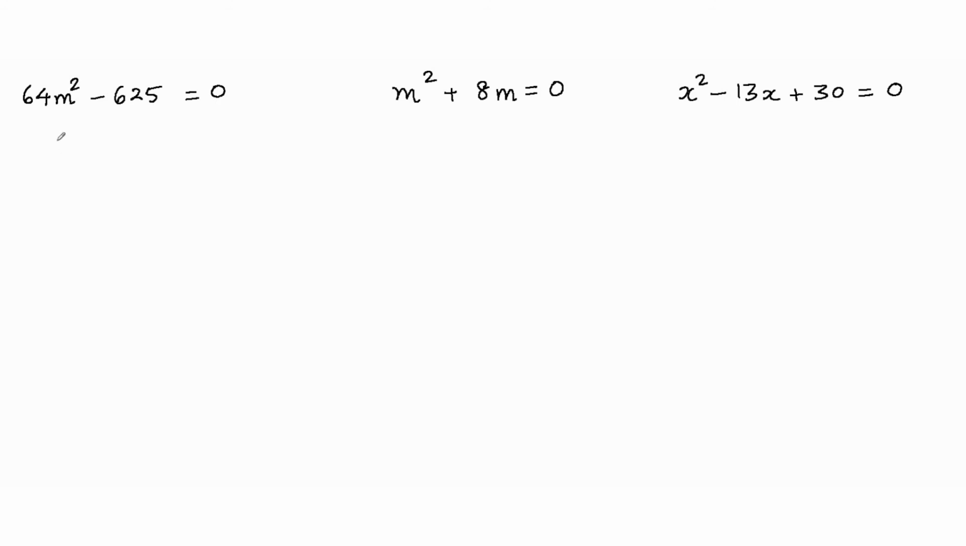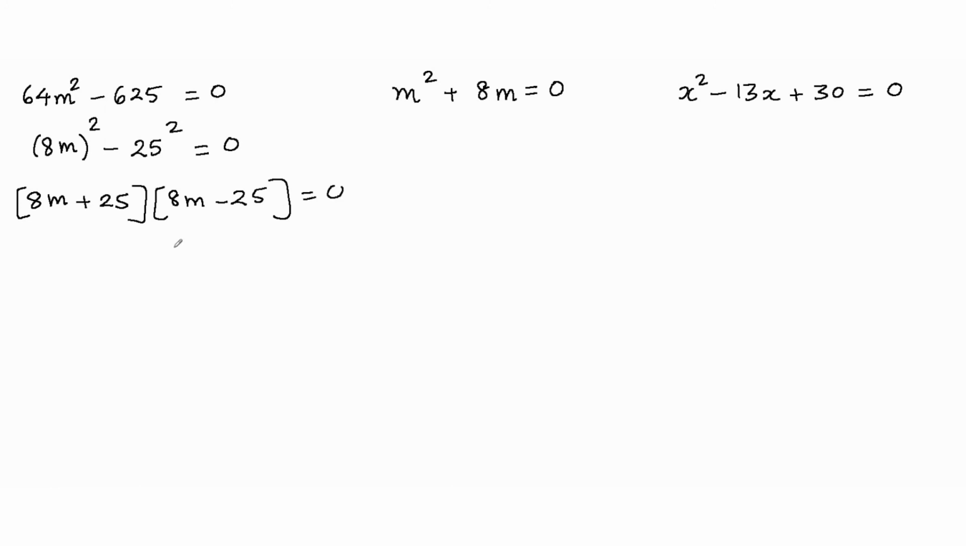Look at the first one. 64m² can be written as (8m)² − I know that 625 is 25² − = 0. So using the idea of a² − b², I can say that (a + b) times (a − b) has to be equal to 0.